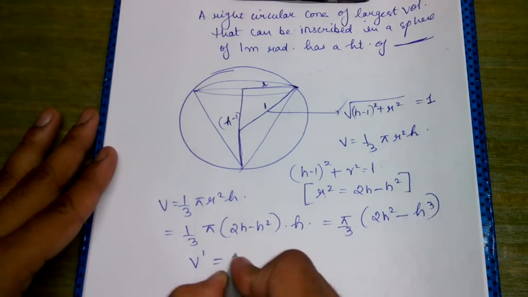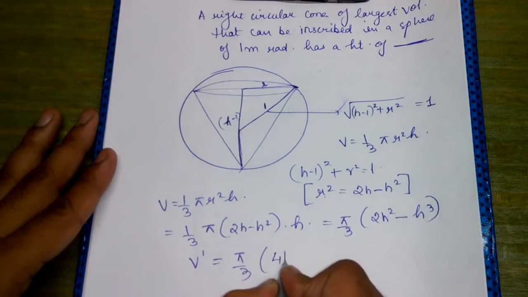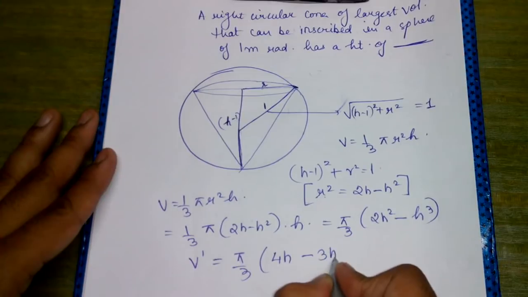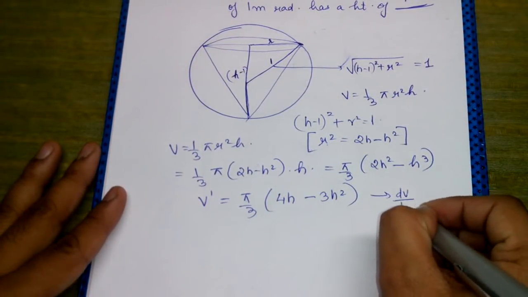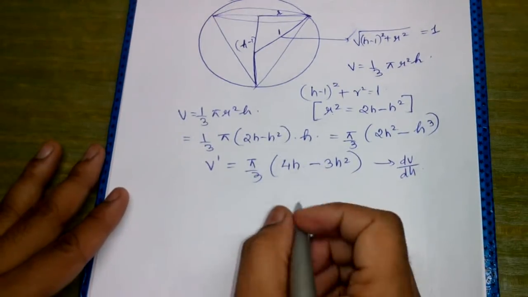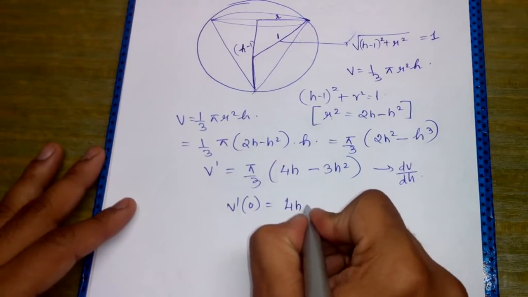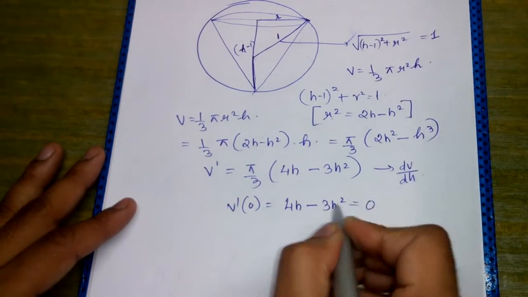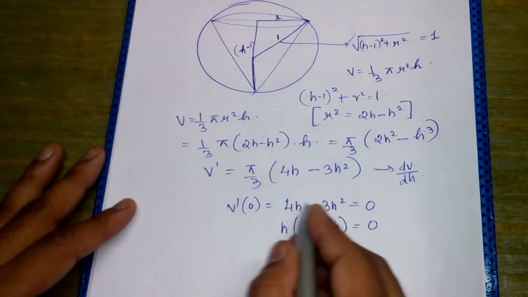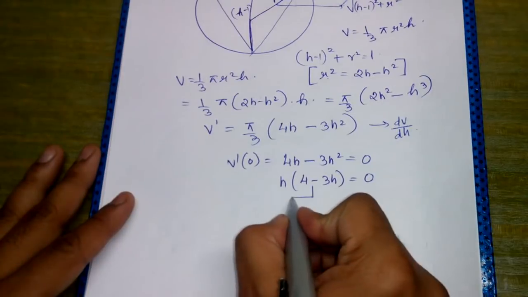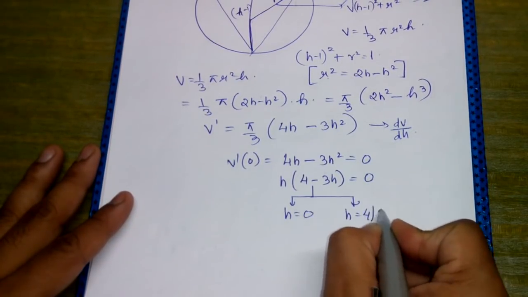So V dash, that is the differential of volume, dV upon dh, would be equal to pi by 3 into 4h minus 3h square. We are obtaining dV upon dh. So after this, V dash equal to 0 gives 4h minus 3h square is equal to 0. So h into (4 minus 3h) is equal to 0. So from here two values of h can be obtained. First h is equal to 0, then h is equal to 4 by 3.